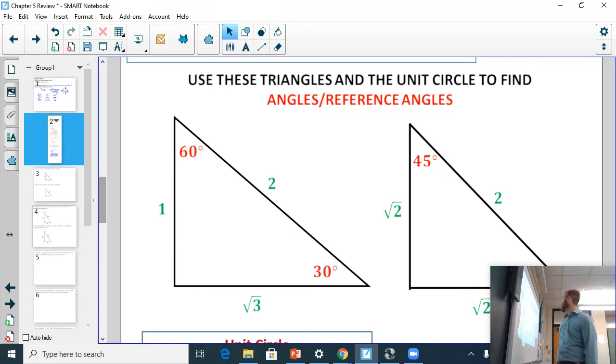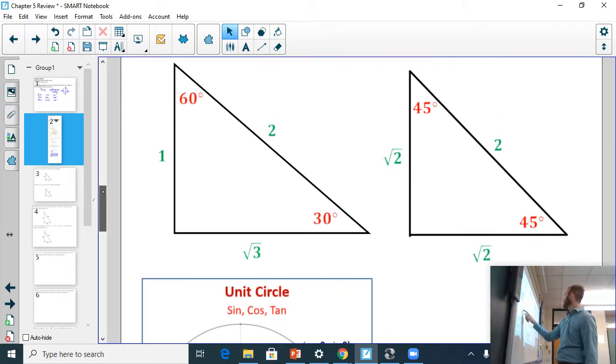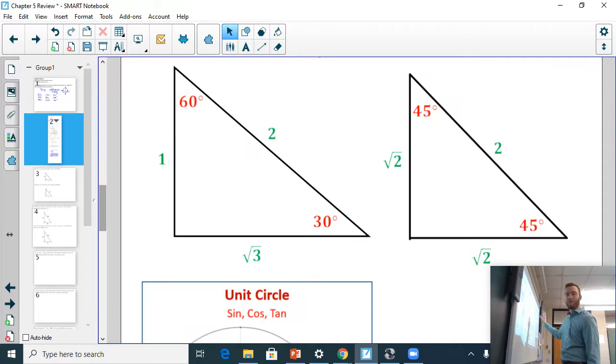If you don't have these, use these triangles and the unit circle to find angles and reference angles. These are massive. If you don't have these written down, I would pause this video and write these down right now. Even if you're like, I'm going to print out that one sheet and just look at the one sheet, I would print this. I would draw this down. This is a huge help in finding angles.